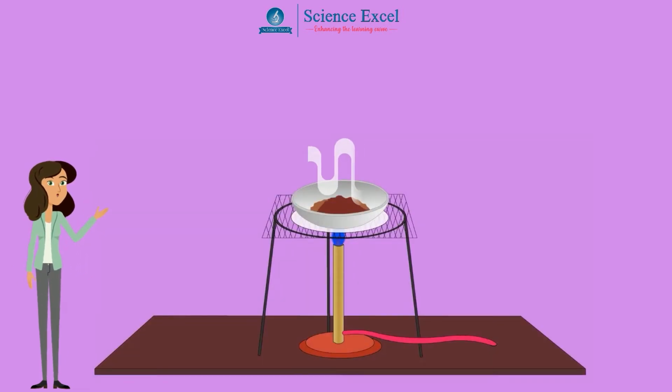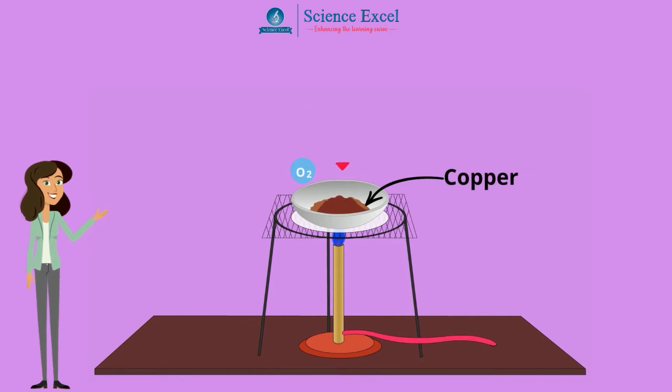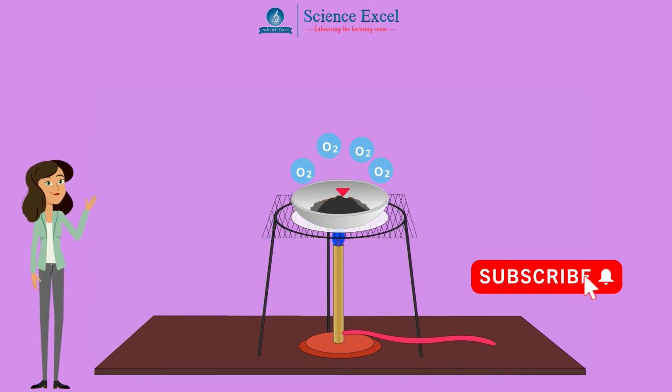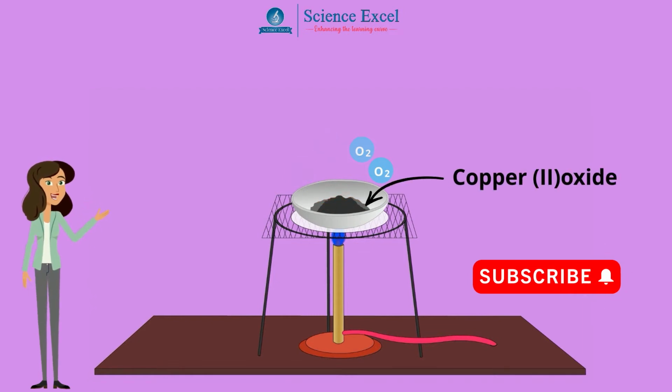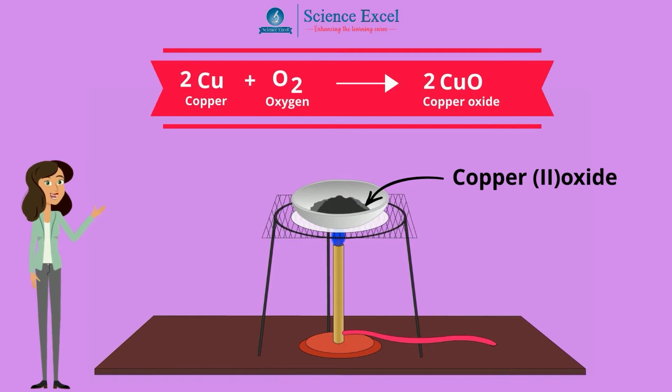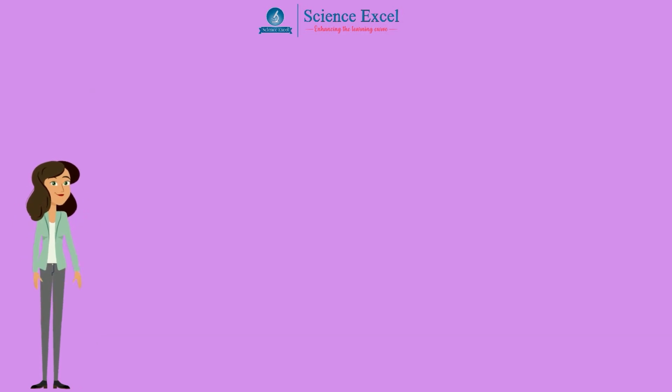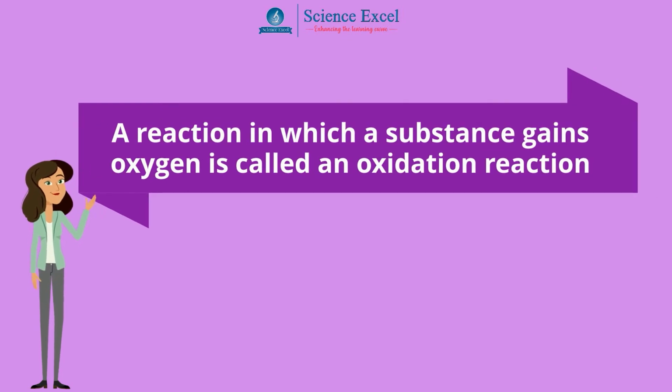When air is passed over heated copper, oxygen from the air reacts with copper and the surface becomes coated with black copper(II) oxide. During this reaction, copper has gained oxygen. We can say copper has been oxidized. So what is oxidation? A gain of oxygen is called oxidation, and we can say that the substance which gains oxygen during a reaction has been oxidized.